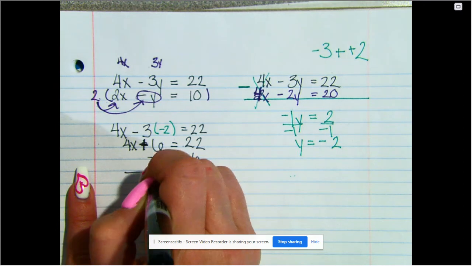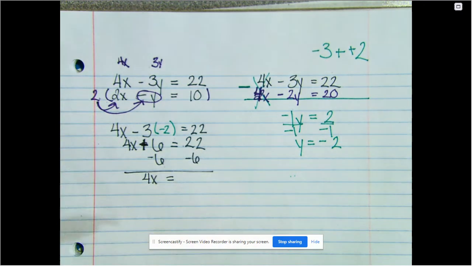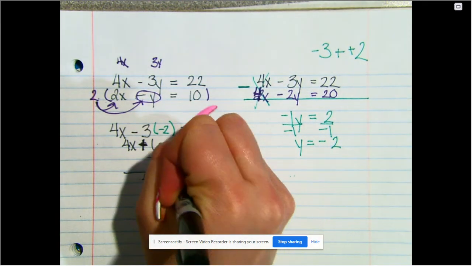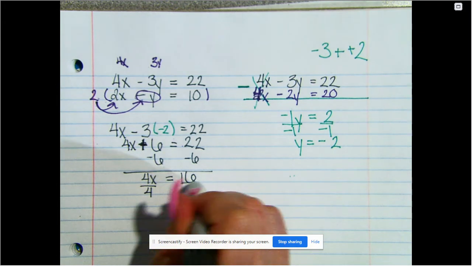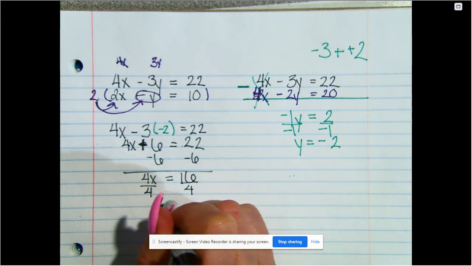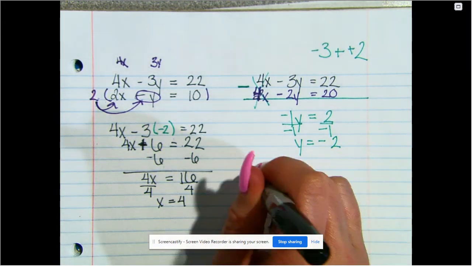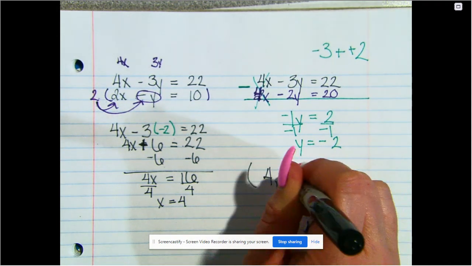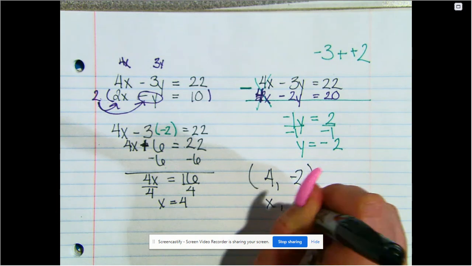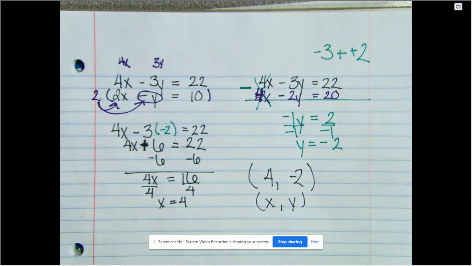So we have 4x is equal to 16, divide by 4, divide by 4, and x is equal to 4. So the point of my solution would be 4, negative 2, because don't forget the x comes before the y value.